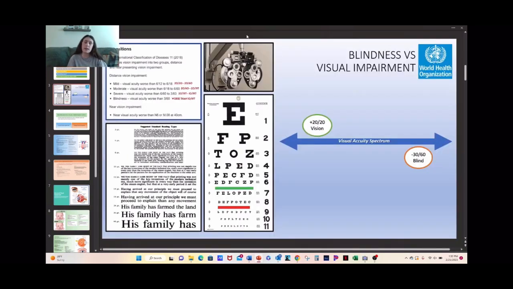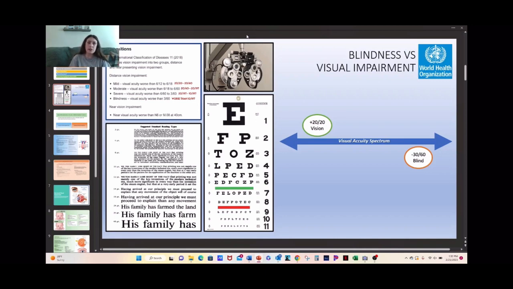So what is the difference? The World Health Organization states that blindness or visual impairment can be separated into two categories: distance vision impairment and near vision impairment. If you look at the top left image, you'll find that distance vision impairment is further separated into four categories: mild, moderate, severe, and blindness.